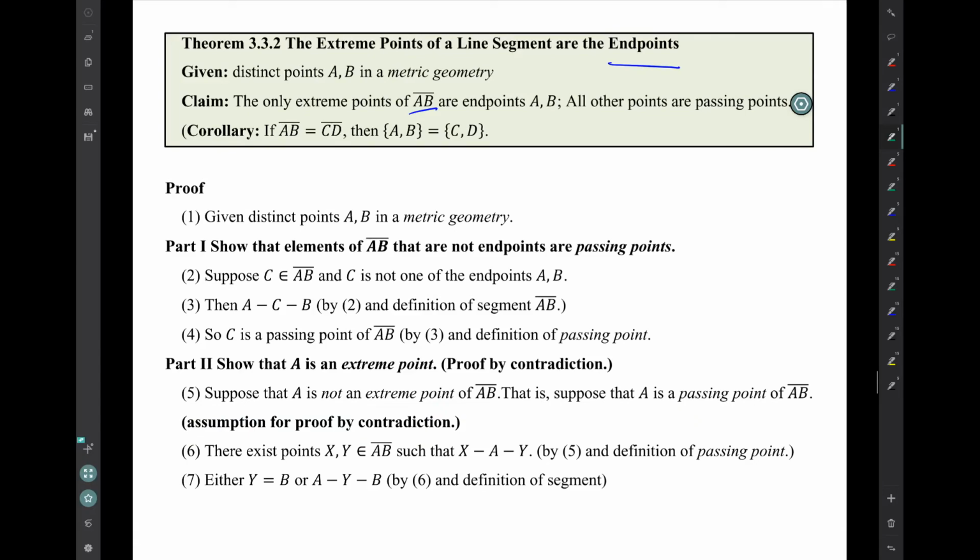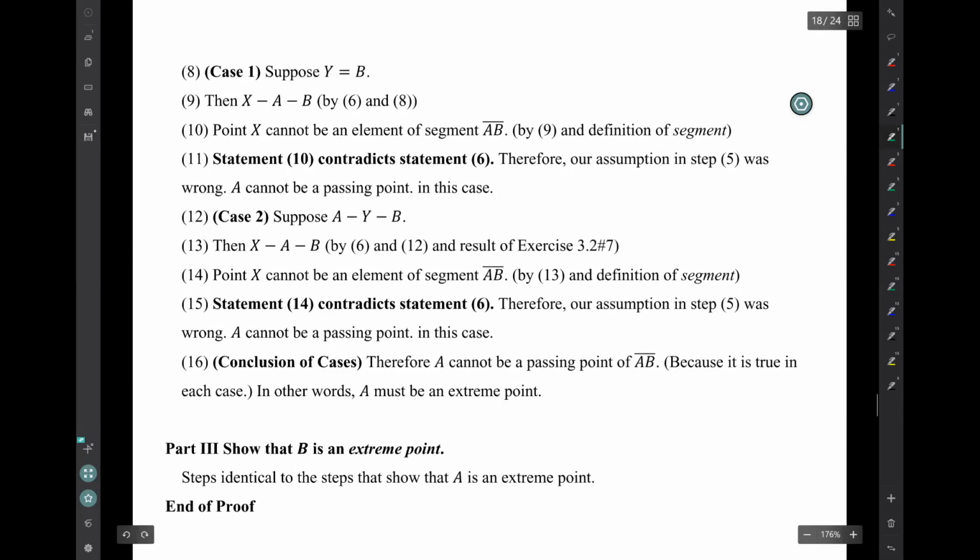That is going to have to lead us to a contradiction. Let's look ahead. We reach a contradiction, and we say that therefore A cannot be a passing point. Oh, but we have more than one case. In both cases, we reach a contradiction, and we say that therefore A can't be a passing point. And so the conclusion is A cannot be a passing point. So therefore, A must be an extreme point. So that's the structure of a contradiction proof.